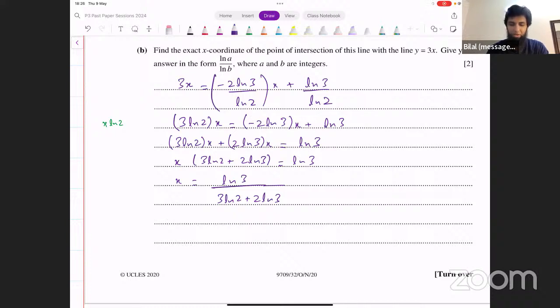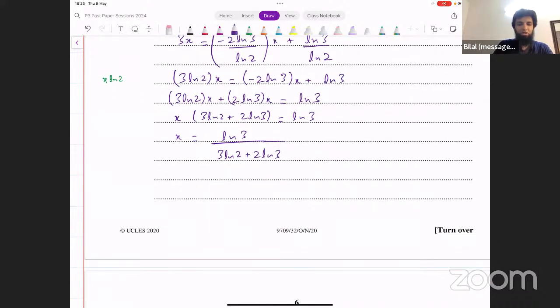Okay. However, they want you to convert this thing to this form. There's going to be 1 mark for this conversion. ln A over ln B, where A and B are both integers. Now in the numerator, we already have ln of something, and that something is an integer. So numerator is sorted out. What about the denominator? We need to make this a single ln term. How can we do that?